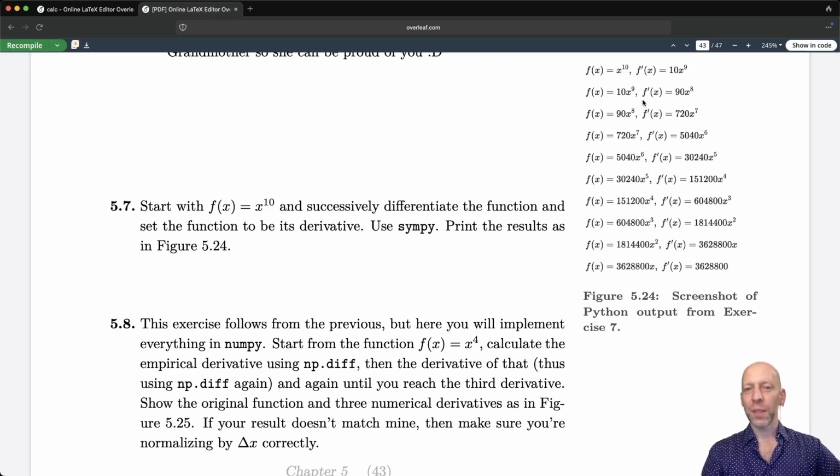Okay, so basically you want to create an output in SymPy that looks like this. So we start with the function and then differentiate it. And now the function becomes the derivative, and then differentiate it. And then the new function becomes that derivative and so on.